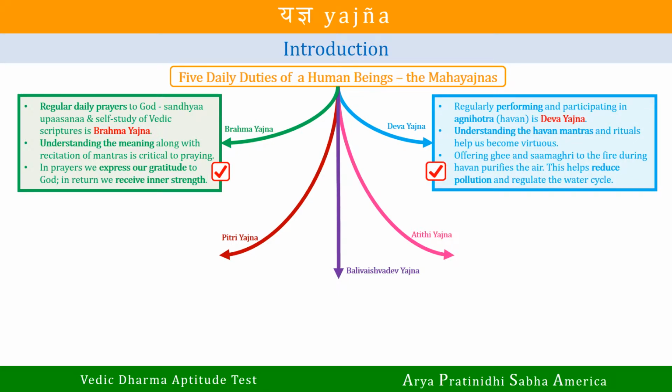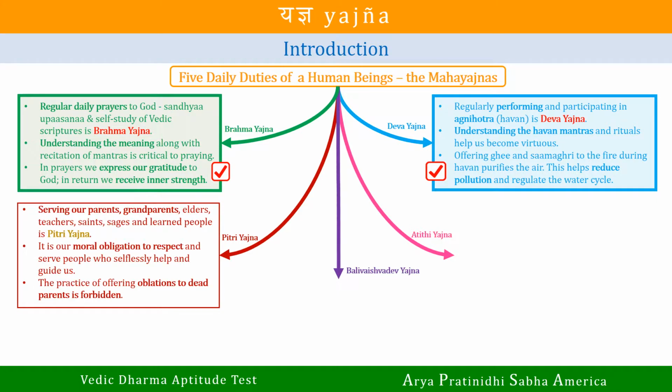Performing and participating in Agnihotra is Dev Yajnya. Understanding the Havan mantras and rituals helps us become virtuous. Offering ghee and samagri to the fire during Havan purifies air to help reduce pollution and regulate the water cycle.